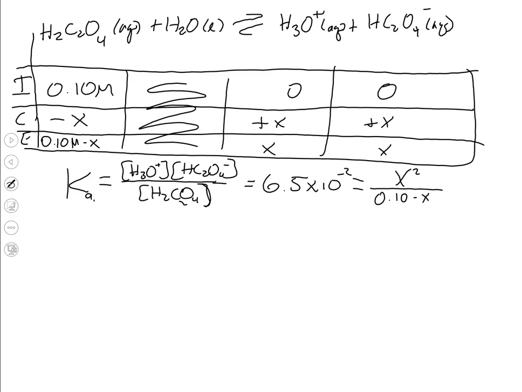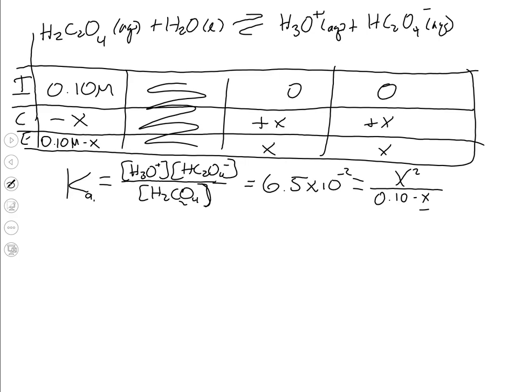Now what? Quadratic formula. Normally I say you can go ahead and make the assumption that x is small, which means you can ignore this minus x on the bottom. But I'll tell you, with a Ka value that big, you're going to end up with larger than 5% ionization. In fact, for this problem, we ended up with 81% ionization. So that's definitely a bad assumption. So we're going to do the quadratic.